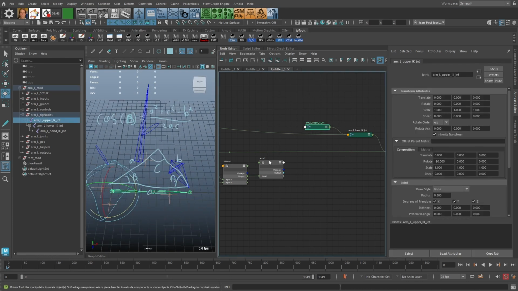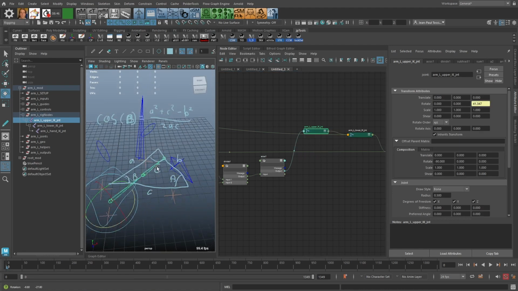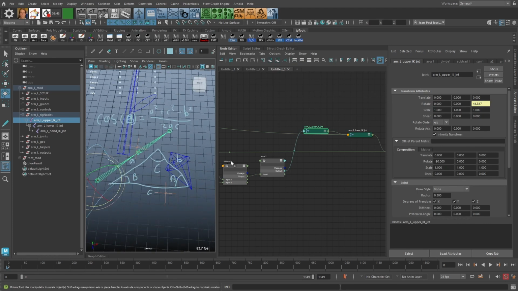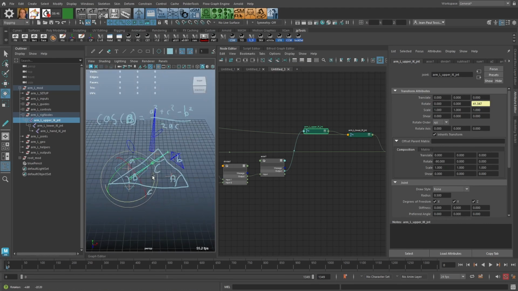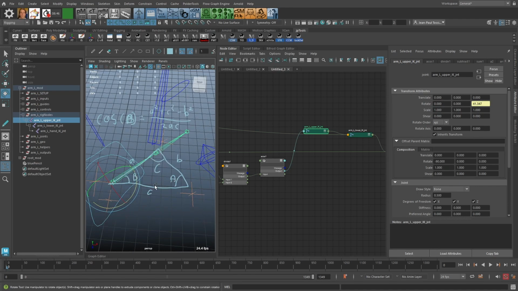So if we now take the output of the arc cosine and plug it into the rotate z of the joint, you will see that the rotation matches the triangle that we drew. Not completely, because we're changing the view, but the angle is correct.